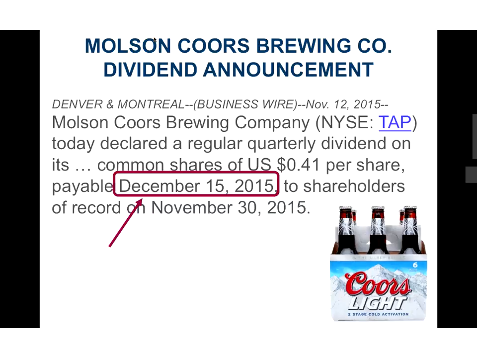And then our final entry here, our final date, is December 15th. That is the payment date, or the date of payment, because they're telling us they're going to actually write the checks on December 15th. So everyone that owned it November 30th, they have a list of everyone who owned it. So December 15th, they're writing the checks and mailing the money, or doing it electronically. So those are the 3 dates with a dividend.